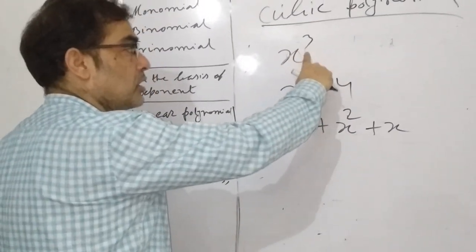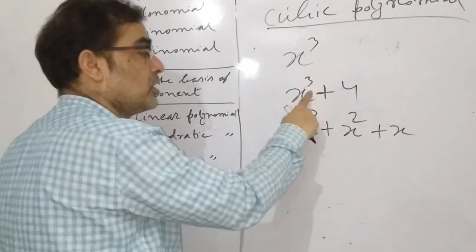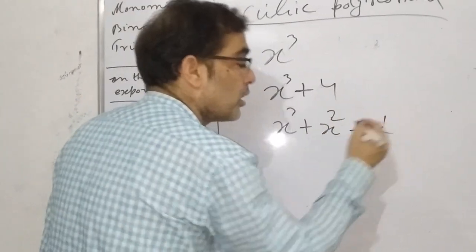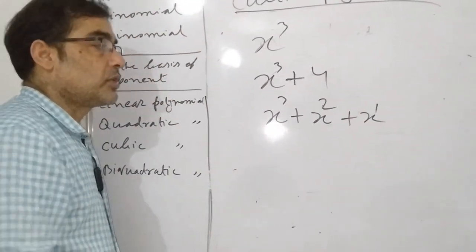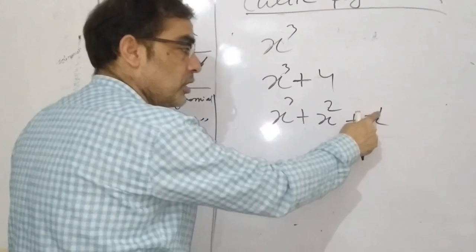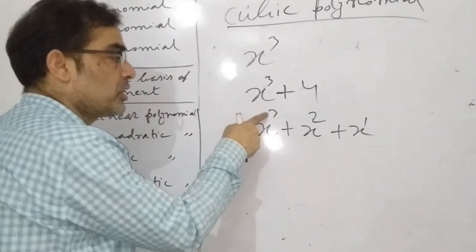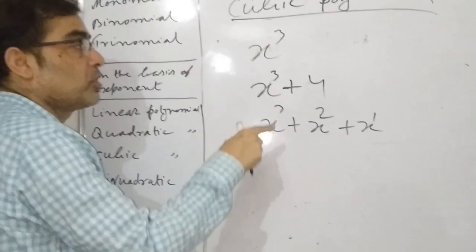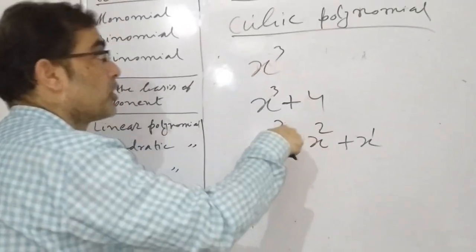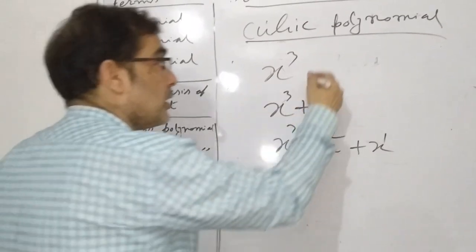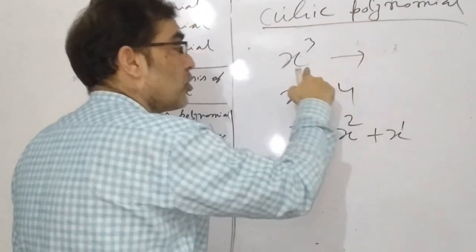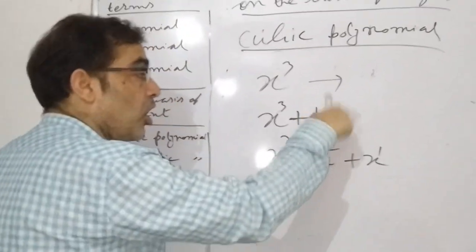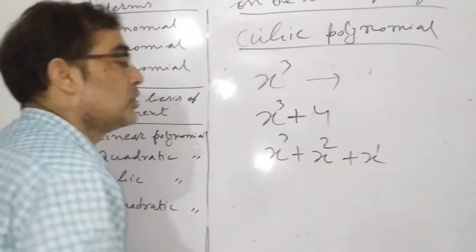Here you will see degree is 3, and here degree 3 and also 2 and also 1. But I have already said to you that the smaller degree will not be counted. Only the biggest degree will be counted. Here the biggest degree is 3, so 3 will be counted. These are the examples of cubic polynomial. This is monomial, this is binomial, and this is trinomial, but all are examples of cubic polynomial.